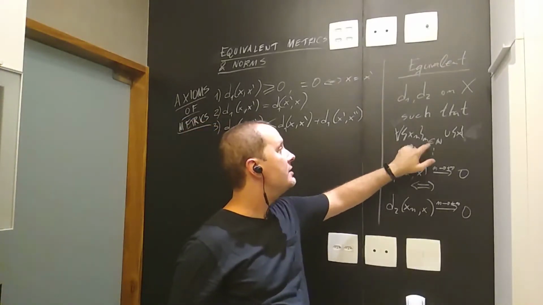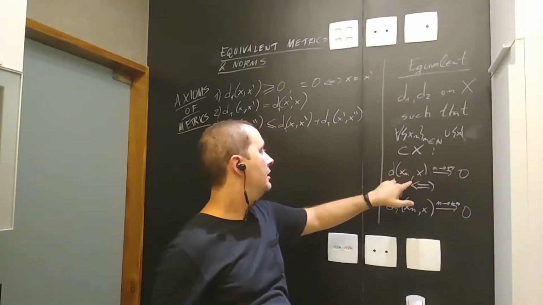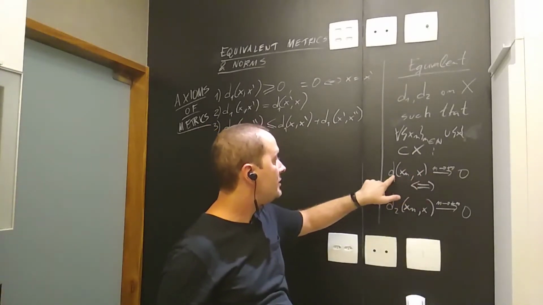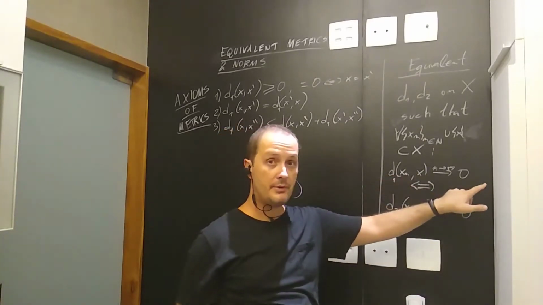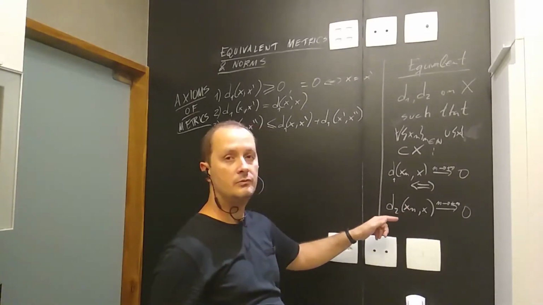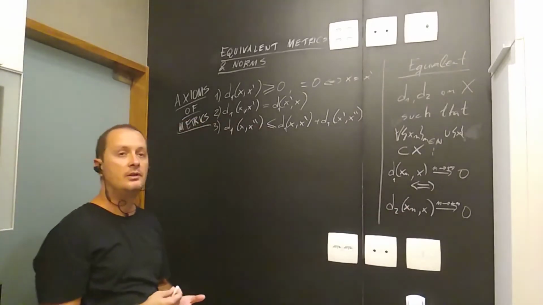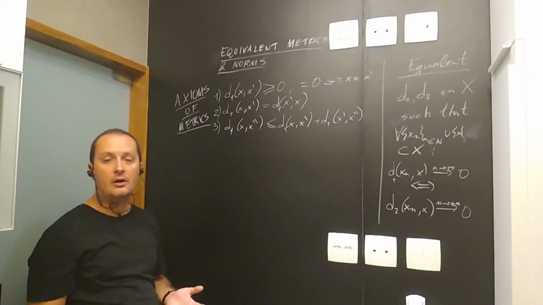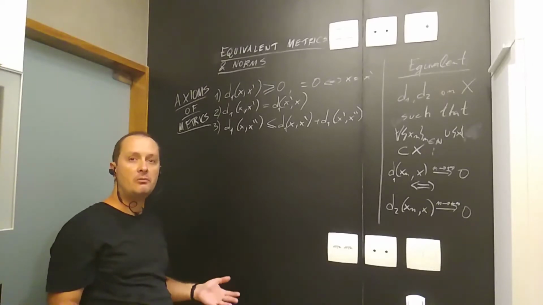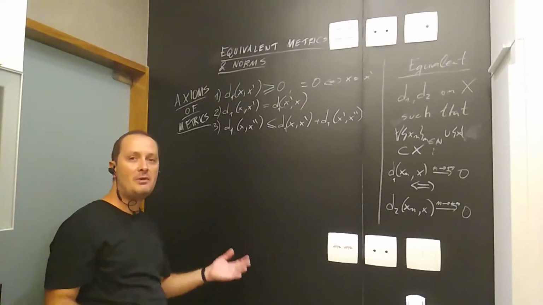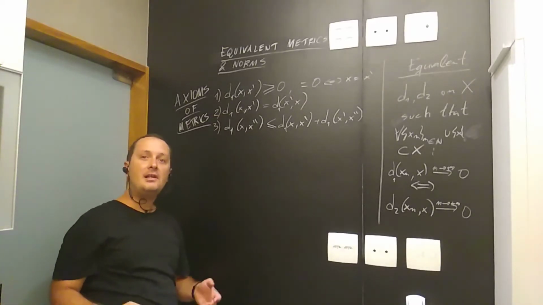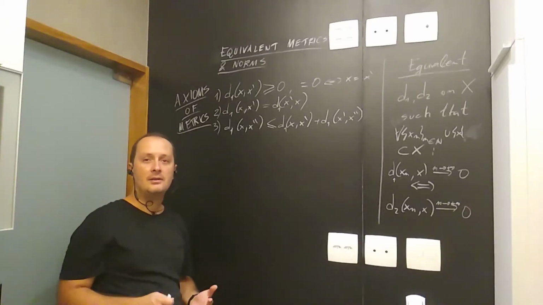Take any sequence in X and any point, then X sub n converges to X according to D1, which really means D1 of X sub n to X goes to 0 as n goes to infinity, if and only if the same thing holds for D2. So equivalent metrics are metrics that agree on which sequences converge and what their limits are. If two metrics are equivalent, it means that they always give the same answers to these two questions. Does this sequence converge? And is the limit of the sequence the point X?